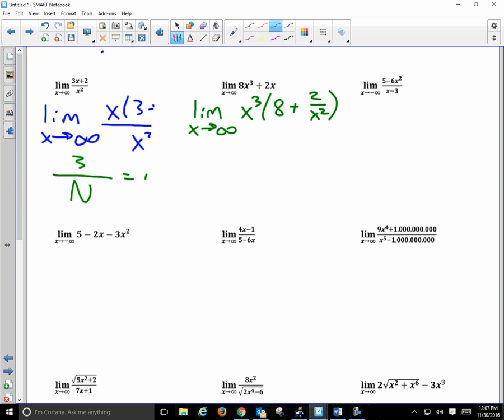So we know the 2 over x squared is going to go to 0. And so we end up with 8 times a very large number cubed, which will be infinity. Where do you see the larger term in the next one? The top. So what do you think you're going to get?